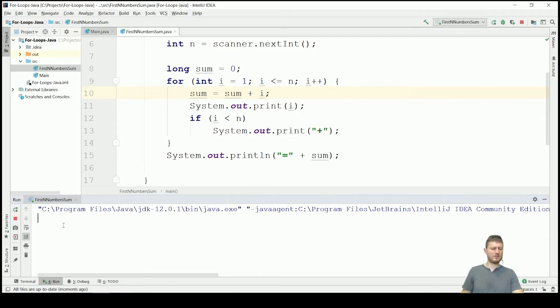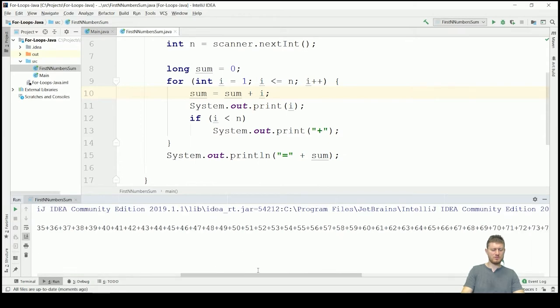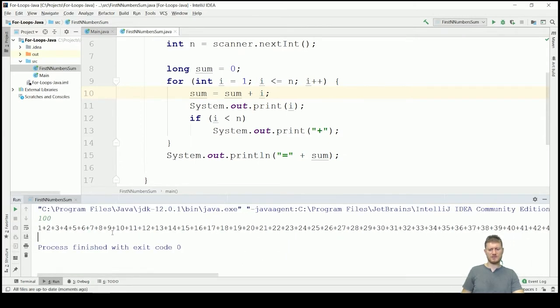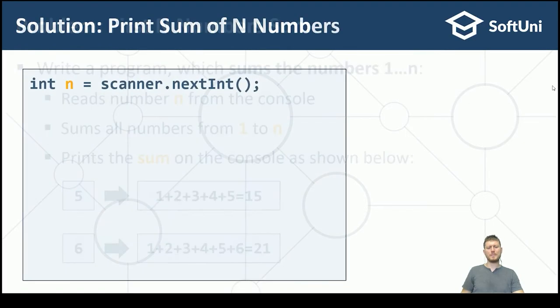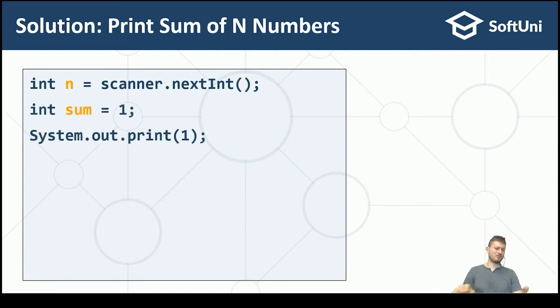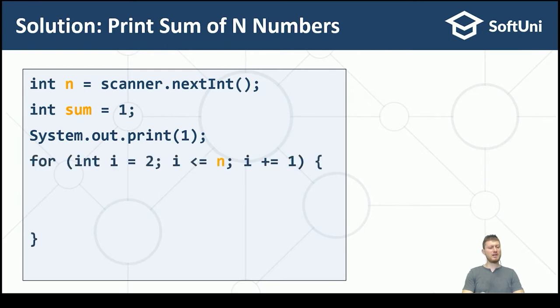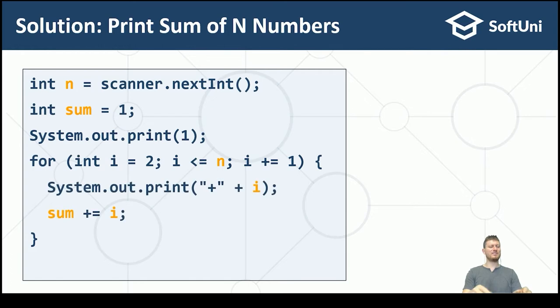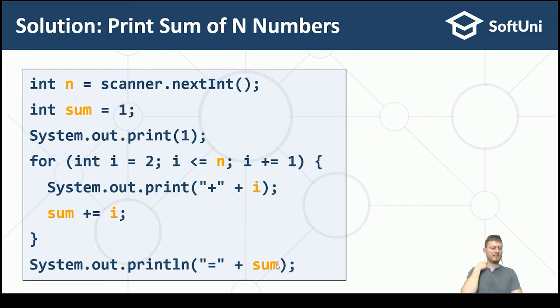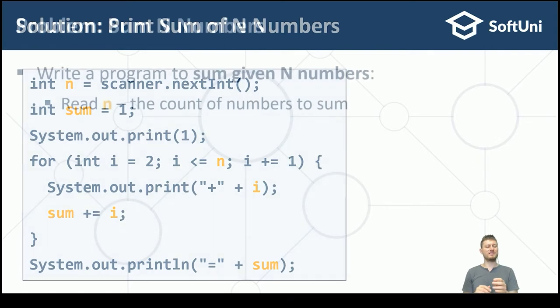The next example is 6, and if we sum the numbers from 1 to 100, the result will be this. It works very, very well. Okay, so we solved this problem, and this is the solution I had in mind before the start. We start from one, we print one, and we iterate from 2 to n, and we print plus 2, plus 3, plus 4, plus 5 until n. And we increment the sum with this i at each step. So finally, we print equals the sum. My solution was a little bit different, but in essence, it's the same thing. We iterate over the numbers, we print them, and we calculate the sum of them.